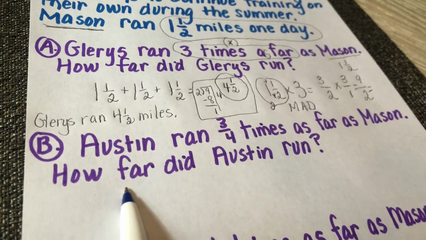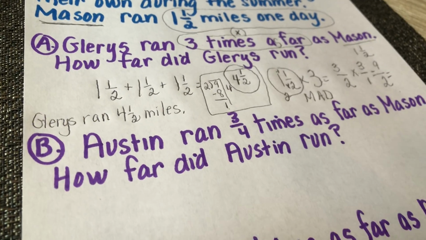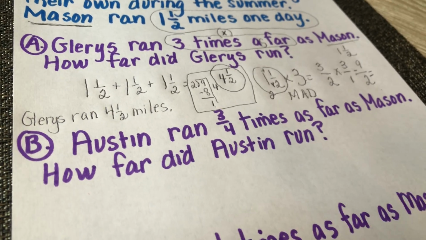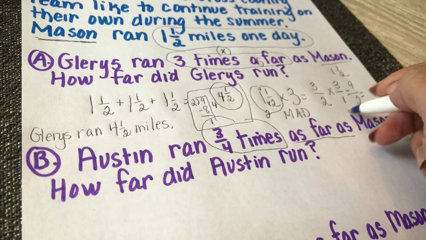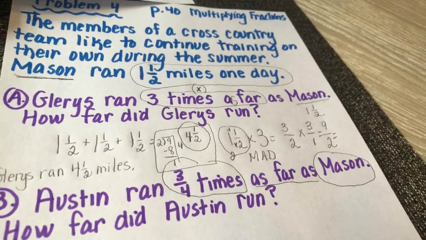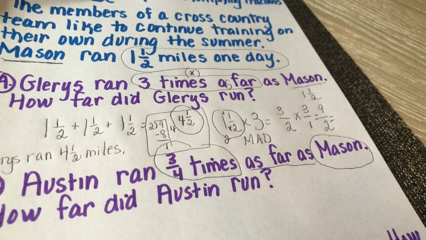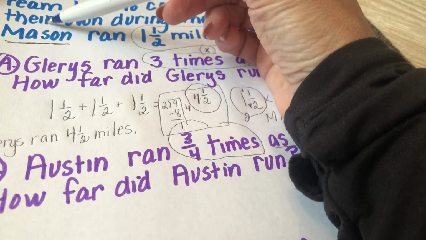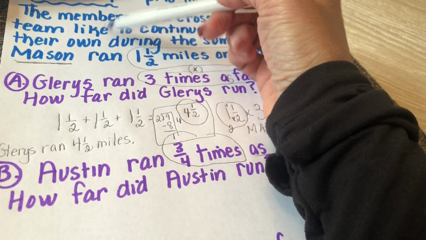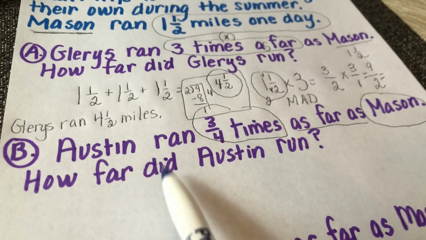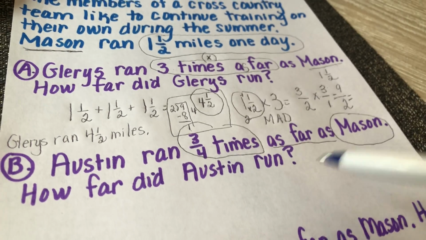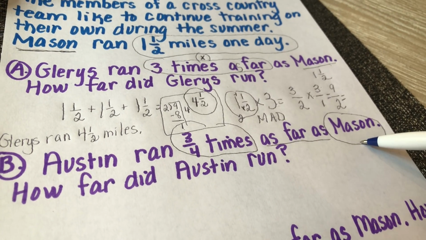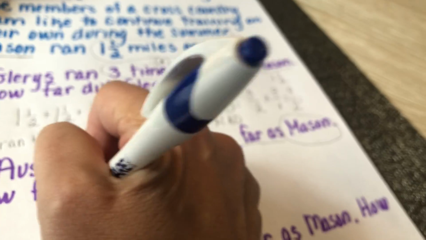Now this one here is: Austin ran 3/4 times as far as Mason. Now we're back up here to Mason, so we need to go back up to the prompt. How far did Austin run? So this is very similar to A. So Mason, we know, ran 1.5 miles.